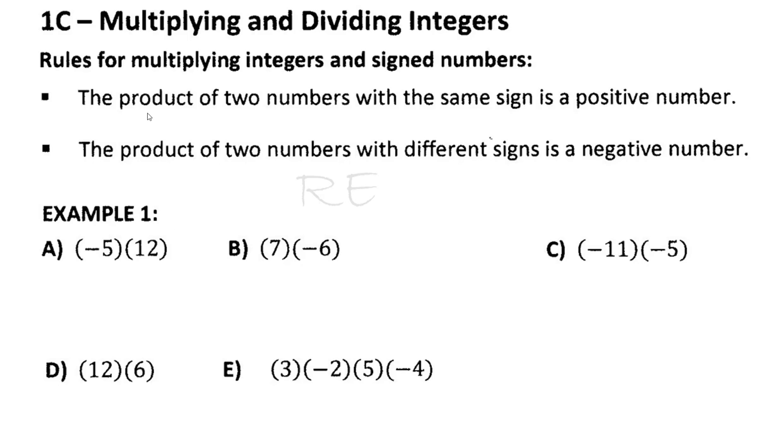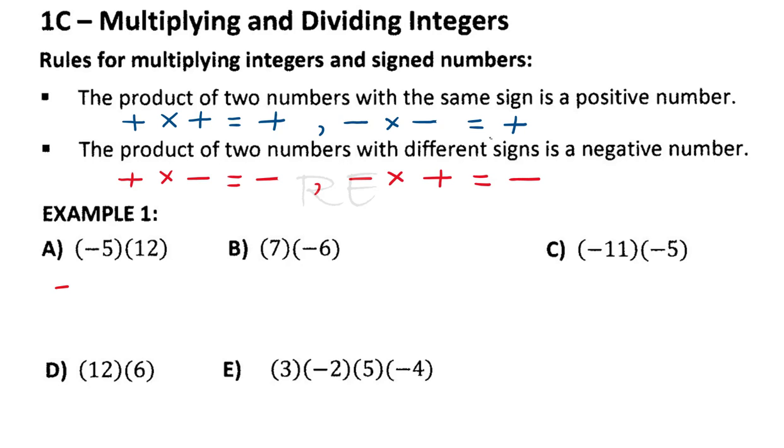The product of two numbers with the same sign is a positive number. For example, plus times plus will give you plus, and minus times minus will yield plus. The product of two numbers with different signs is a negative number. Plus times minus will give you minus, and minus times plus will also give you minus.